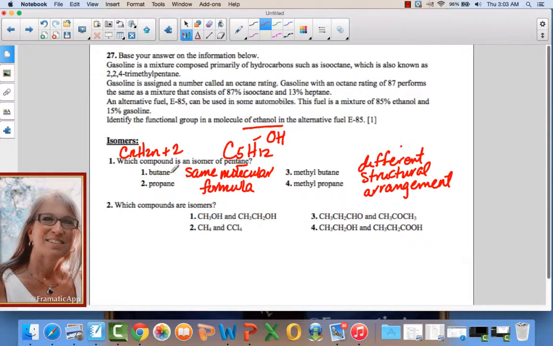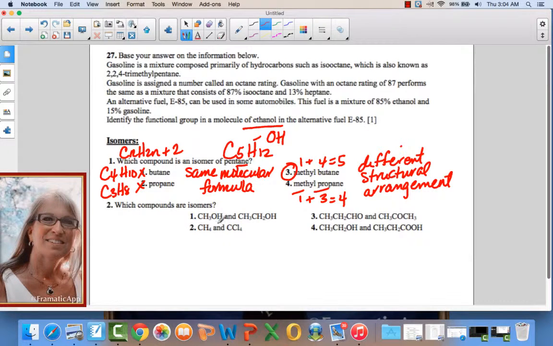Butane is going to have 1 less carbon. So 4. So this is going to be C4H10. Well, that's not it. Propane is going to be C3H8. That's not it. So now you have methylbutane and methylpropane. Well, prop is 3 carbons and meth is 1 carbon. So that's a total of 4 carbons. So you know that's not it. But is 4 carbons and meth is 1 carbon, so that's a total of 5 carbons. There's your winner. Your carbons match up.